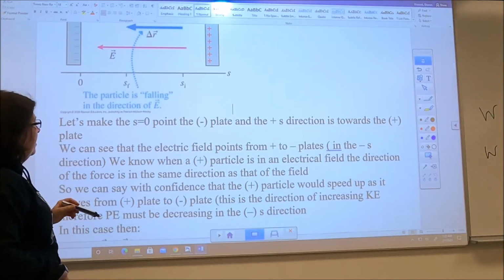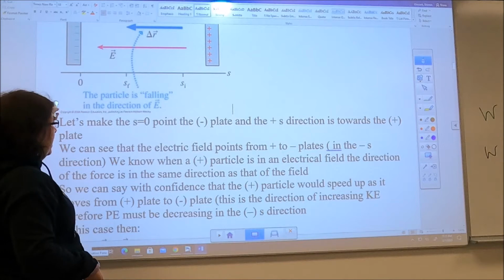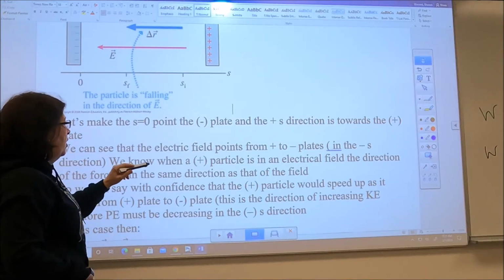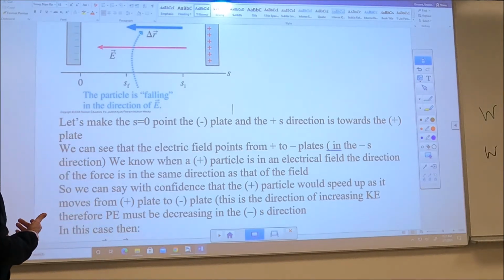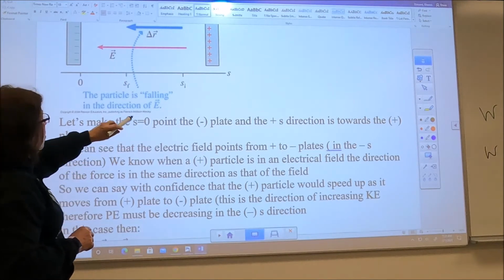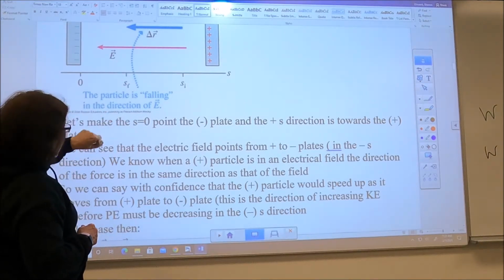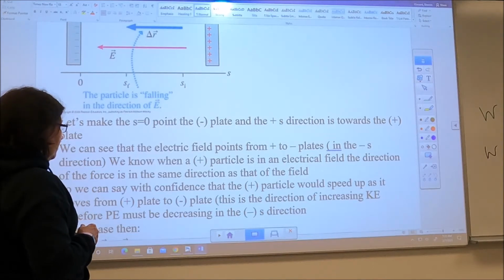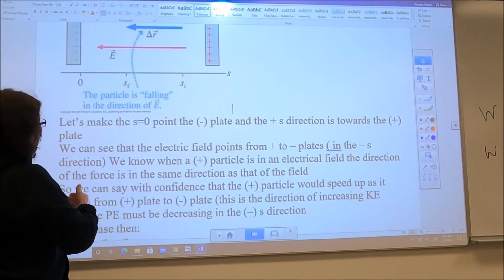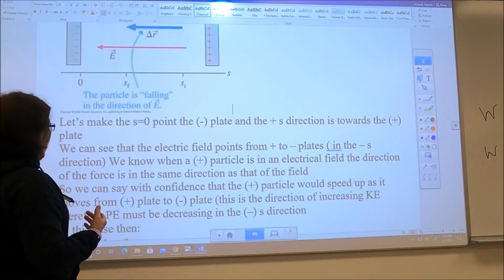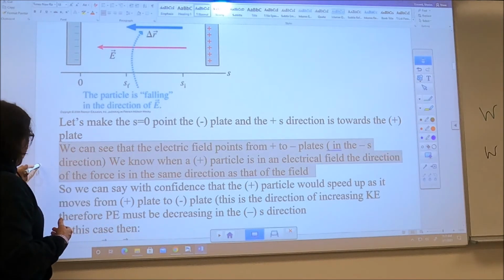Now, we see that the electric field points from positive plate to negative plate. We know the positive particle moves from positive plate to negative plate. So the particle is moving in the negative S direction. Okay? So as it moves in the negative S direction, we have an increase in potential energy.